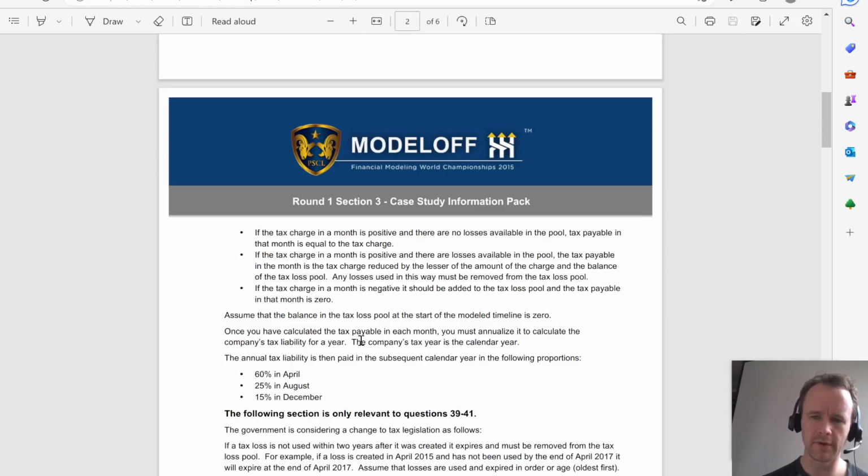Now, I wouldn't actually call this annualizing myself. I would call it adding it up over the year. I think of annualizing as scaling up by a factor, like multiply a monthly amount by 12 to annualize it. But anyway, you sum it up over the year to get the tax liability for the year, and it's the calendar year, and then the annual tax liability is paid in the next calendar year, 60% in April, 25% in August, 15% in December.